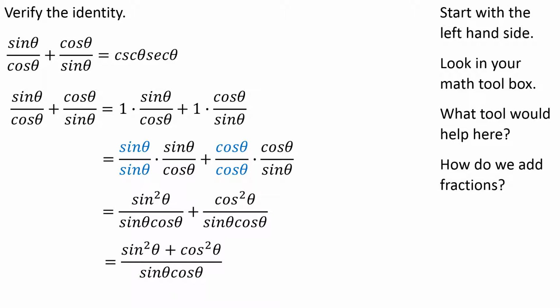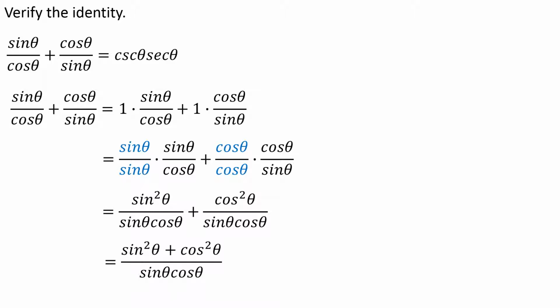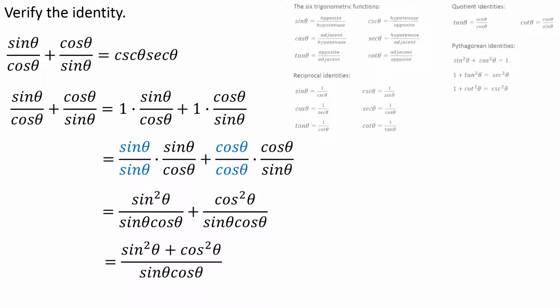Hey, sine squared theta plus cosine squared theta, I think we've seen that somewhere before. Yep, that's one of the Pythagorean identities. Sine squared theta plus cosine squared theta is equal to 1.